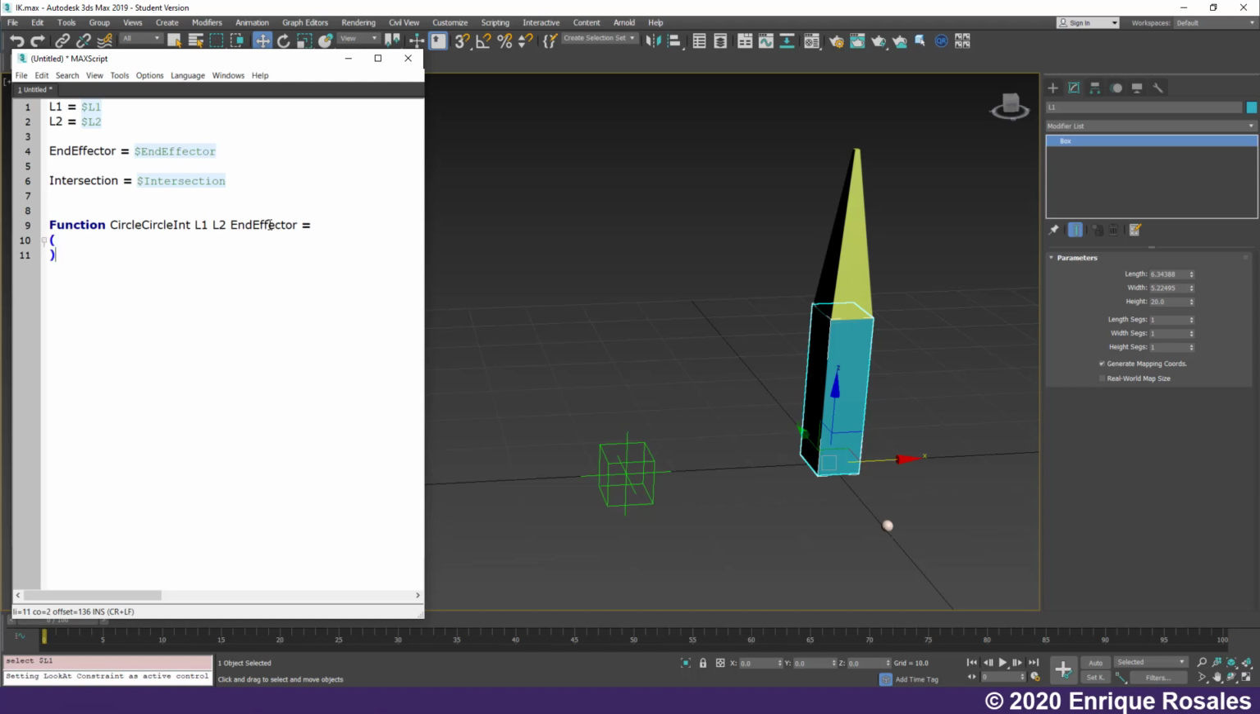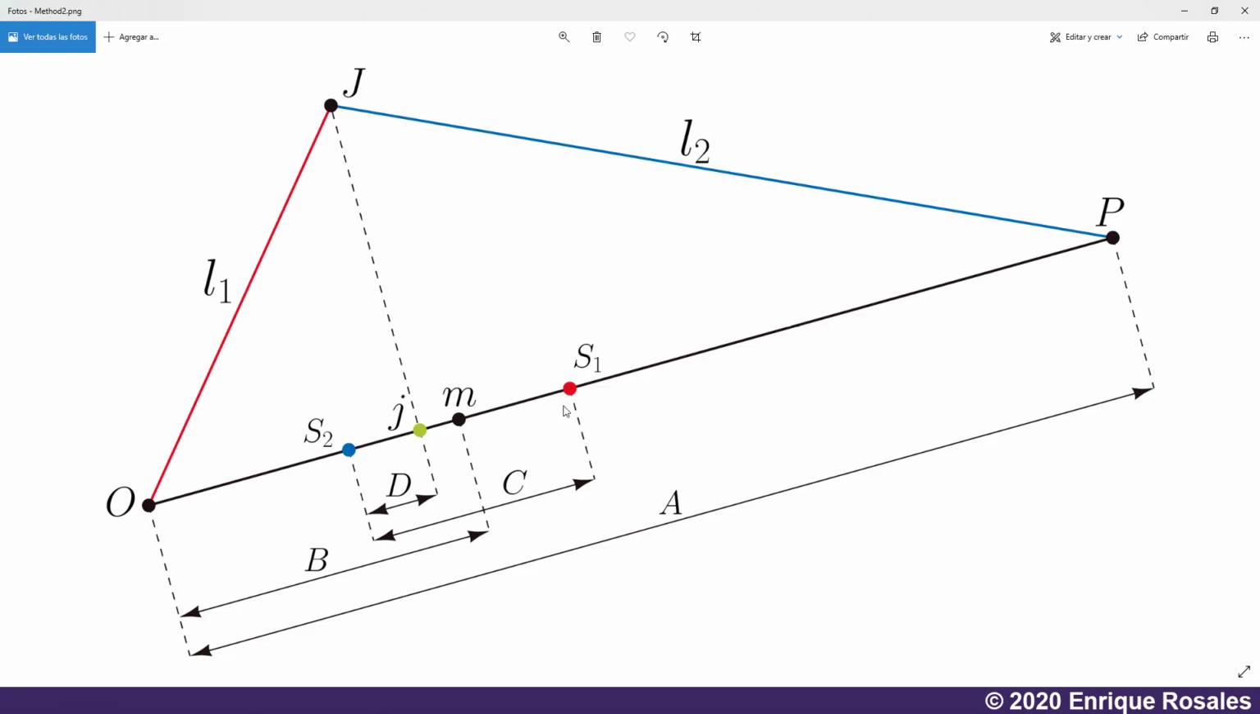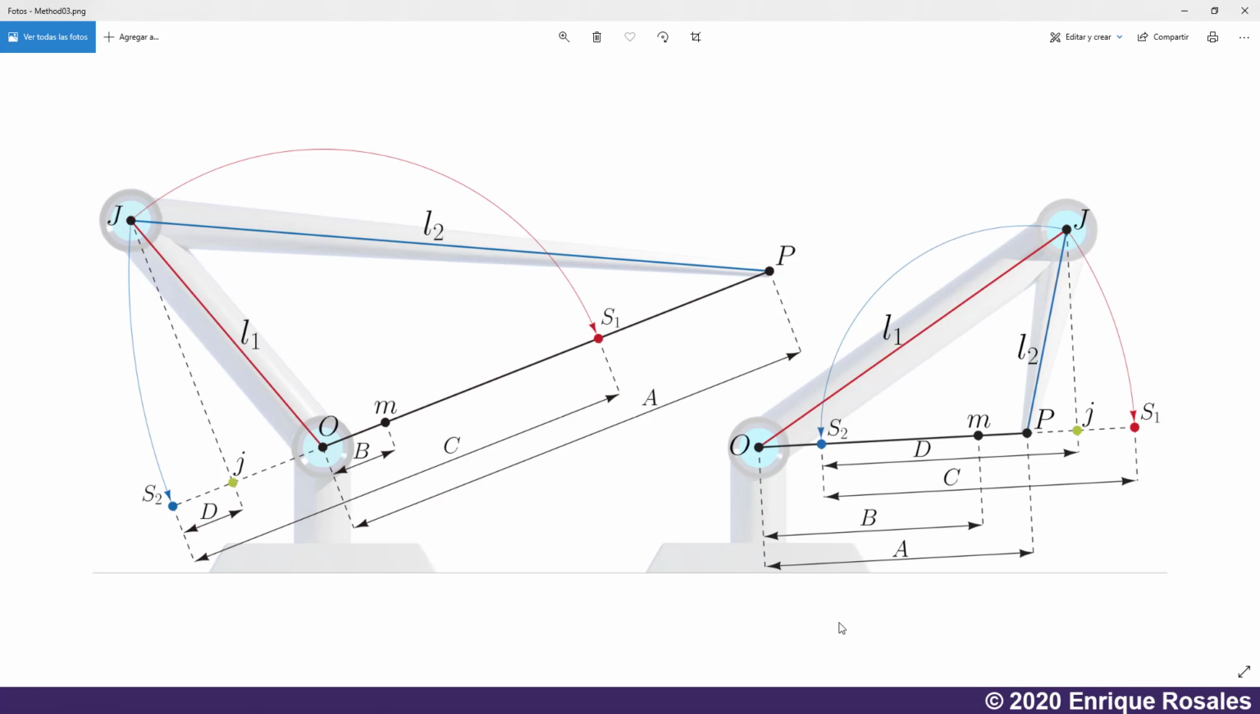So let's see how we can actually compute the intersection using this theorem. Let's make a very quick recap. Let's see this image here. This is exactly the same theorem, or exactly the same geometrical construction, but with different sizes or a different type of triangle.